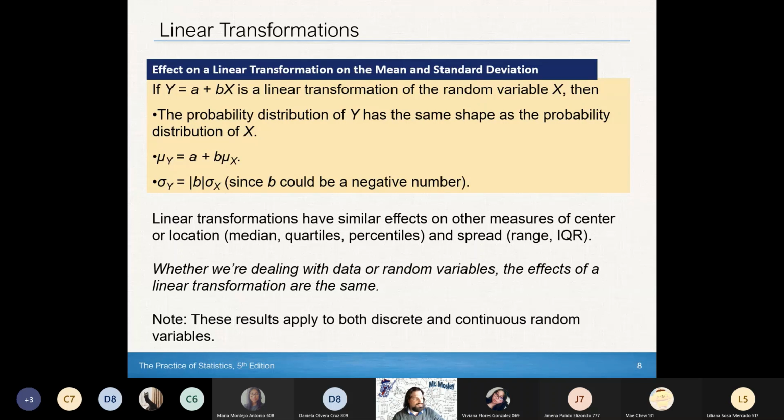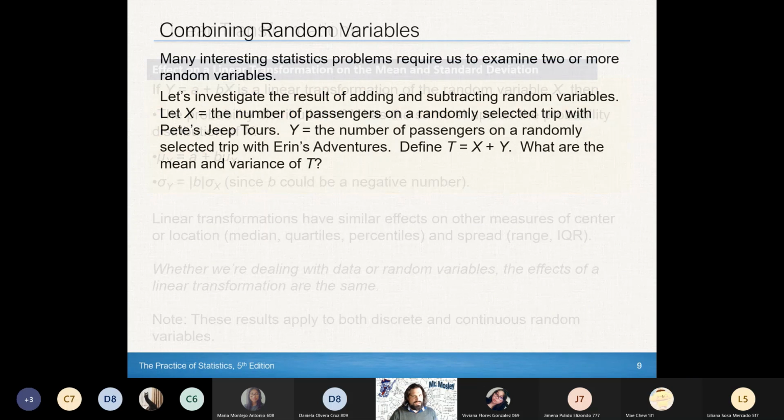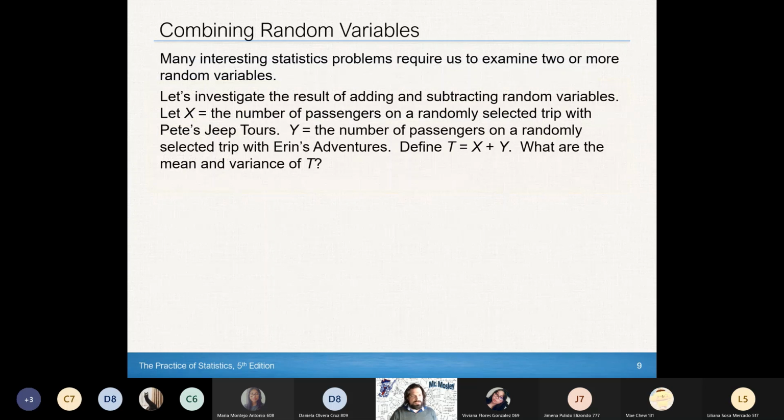These results apply to both discrete and continuous random variables. So if we're dealing with discrete, which our example was, or continuous, which we haven't seen an example of in this context yet, the same rules apply. You're going to treat it the same way we did the ones in the example, to move from one mean to the next mean, or standard deviation to the new standard deviation of the other variable. So that's linear transformations. We're going to now move on to combining random variables.